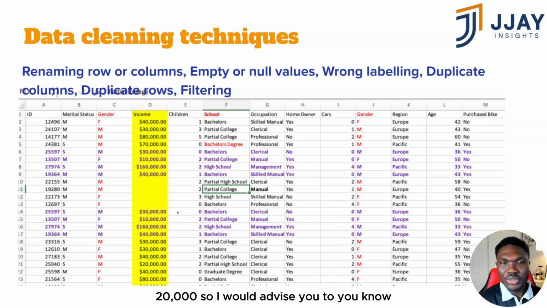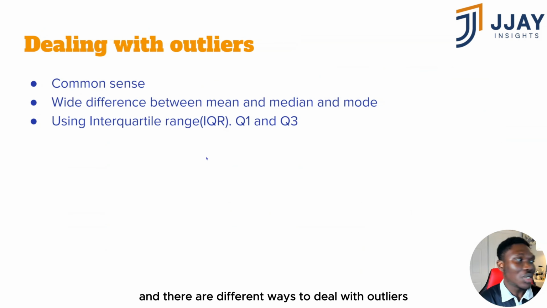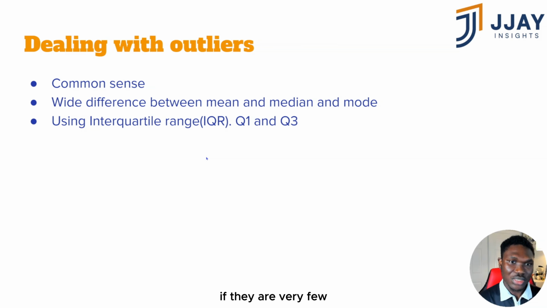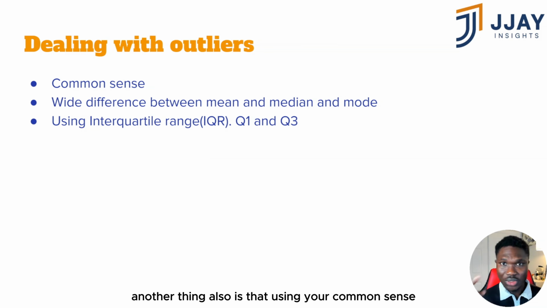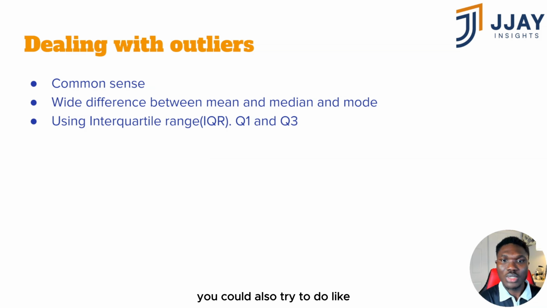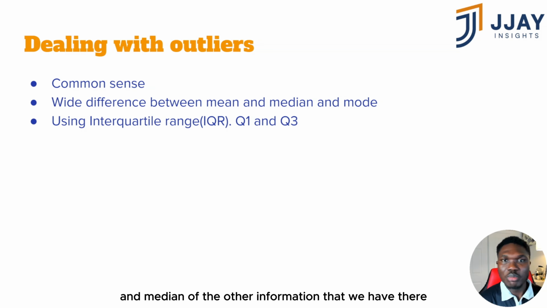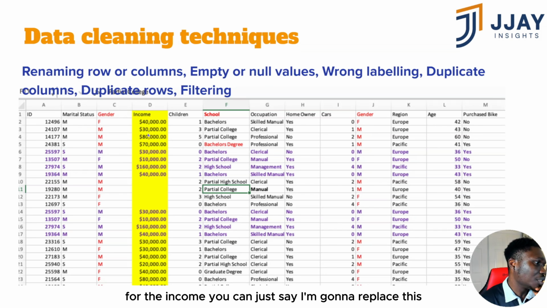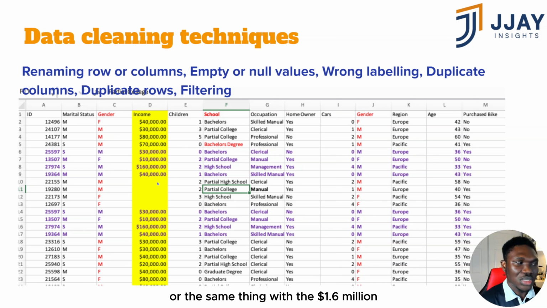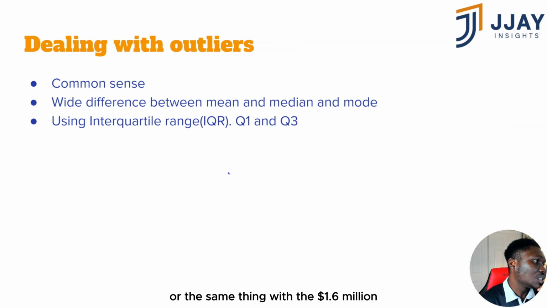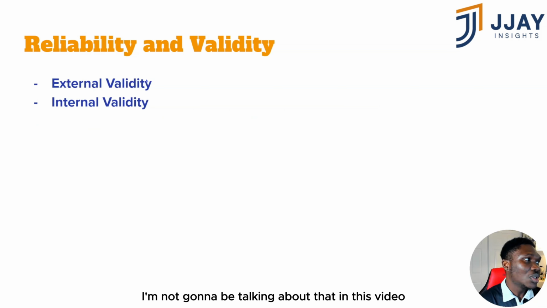I would advise you to recognize that is an outlier, and there are different ways to deal with outliers. You can take them out of the analysis if there are very few. Another thing is using your common sense. You could also look at the difference between the mean and median of the other information we have there. For example, for the income, you can say I'm going to replace this $1,000 here with the average for everything, or do the same thing with the $1.6 million. You could also use the IQR principle. I'm not going to be talking about that in this video.